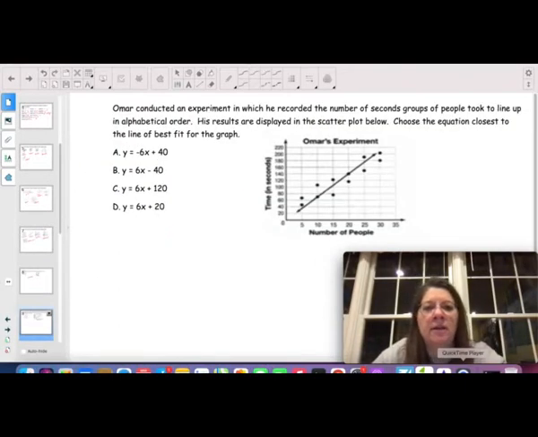Omar conducted an experiment in which he recorded the number of seconds groups of people took to line up in alphabetical order. His results are displayed in the scatter plot below. Choose the equation closest to the line of best fit for the graph.